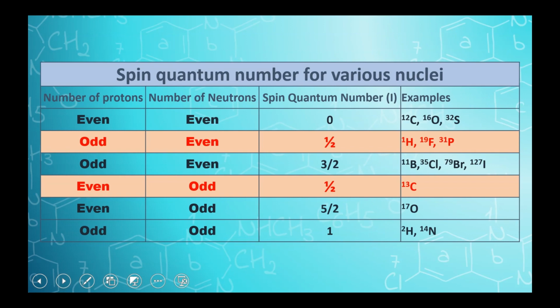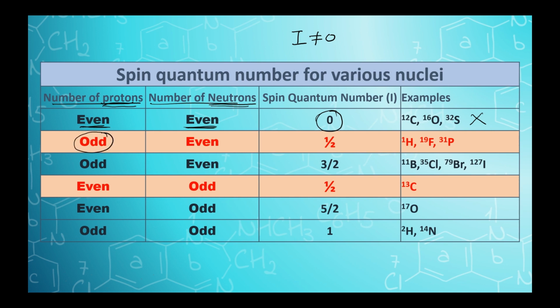Now the next question is, what are the nuclei which will have I not equal to 0? Let us see that. Any nucleus which has an even number of protons and an even number of neutrons, both even, will have I equal to 0 and will be NMR inactive. Very simple to remember. Other than that, if any one of them is odd, the number of protons or the number of neutrons, then they will be NMR active. So all these are NMR active because they have either the proton or the neutron odd.